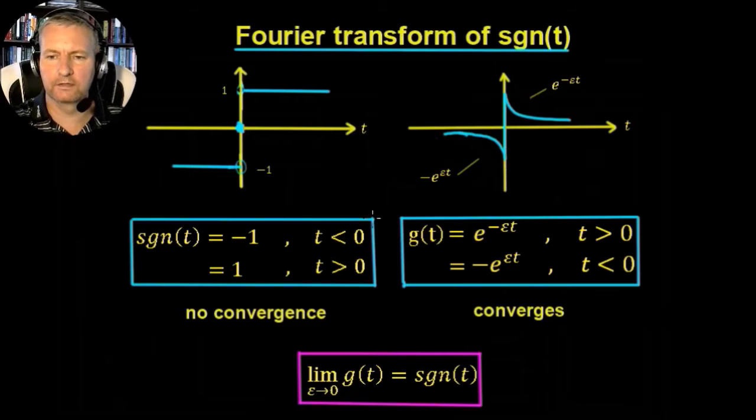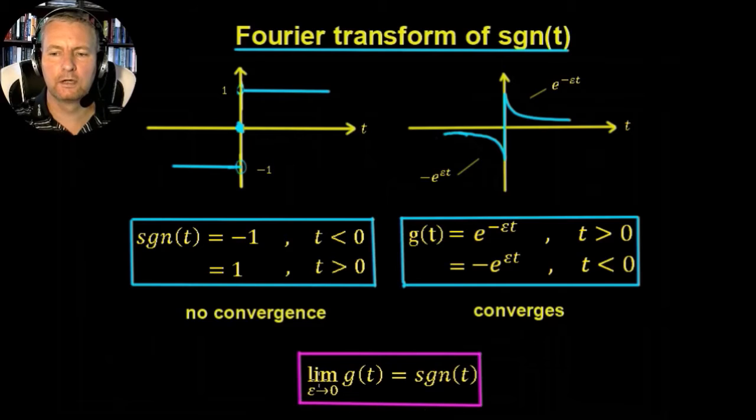So this looks very similar to the signum function. If we call this new function here g of t, we can say that as the limit as epsilon tends towards 0 of g of t, this function will equal the signum function.